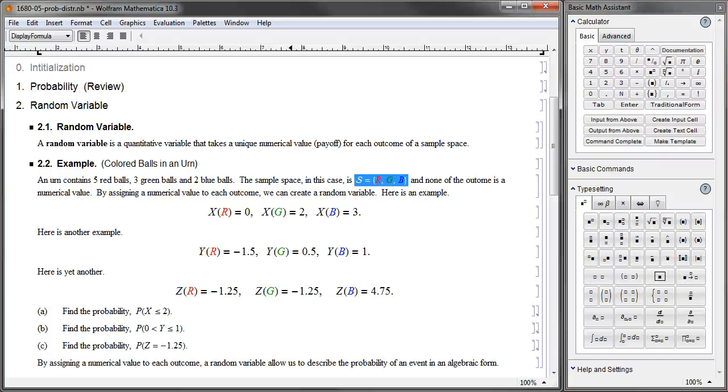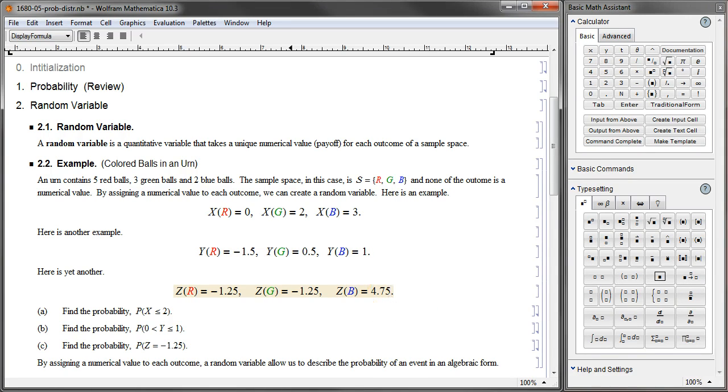However, it is possible that we assign certain numbers, kind of like a payoff model or gambling model. For instance, if you draw a red ball, you earn nothing. A green ball, then you earn $2. If you are lucky enough to draw a blue ball, then you will earn $3. Another example: if a red ball comes out, then you have to pay $1.50. A green ball, then you earn 50 cents. A blue ball, then you earn $1.